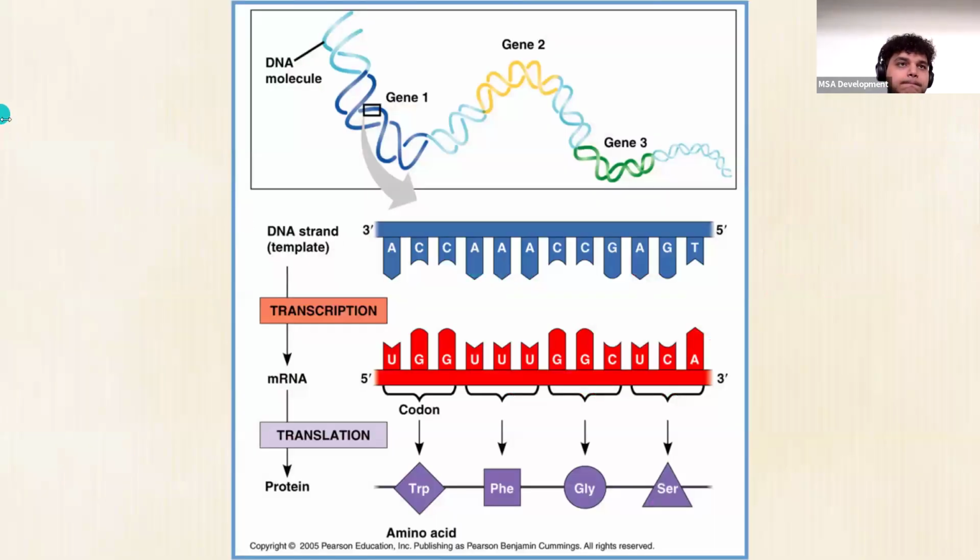Okay, so right here we have the DNA molecule. It's a double-stranded helix. Inside we have gene number 1, gene number 2, gene number 3. Between these genes, we have spacer DNA, which codes for nothing. Basically, they're introns, and they have no function that we know of as of right now.